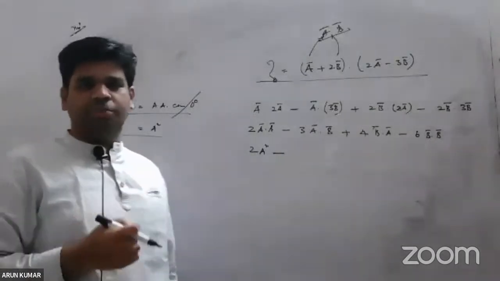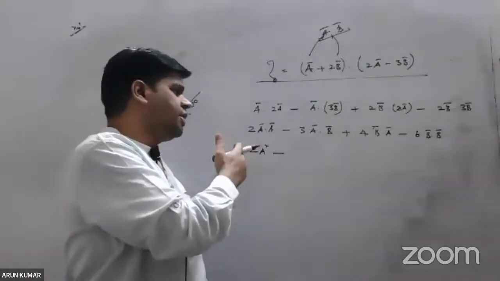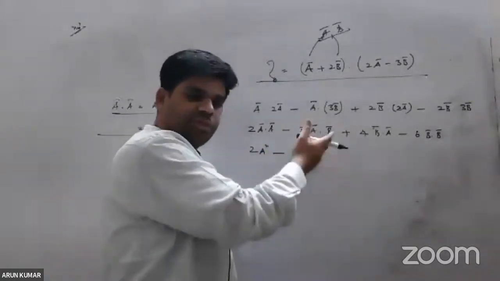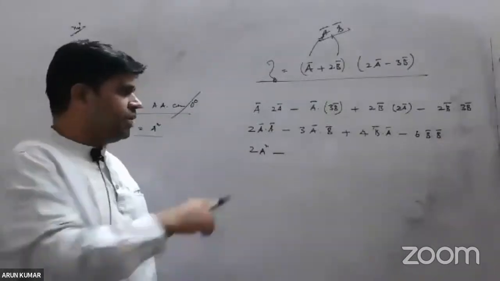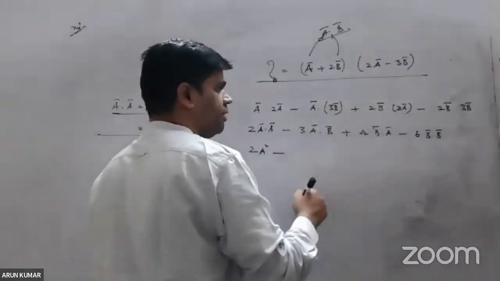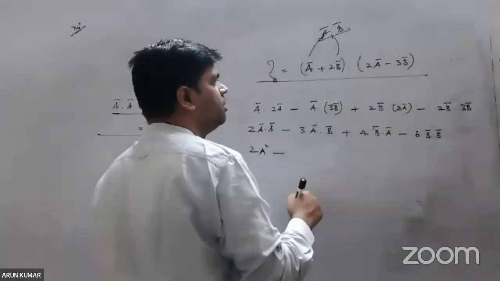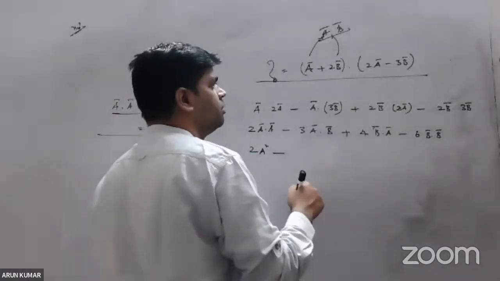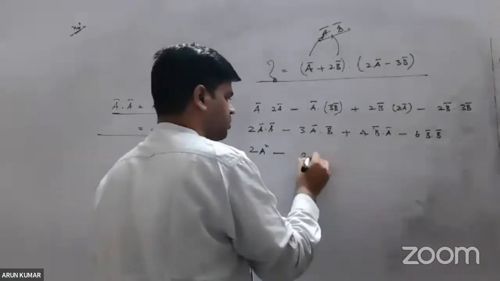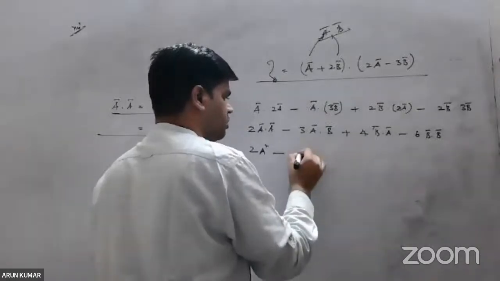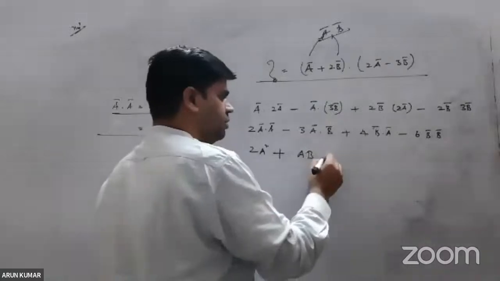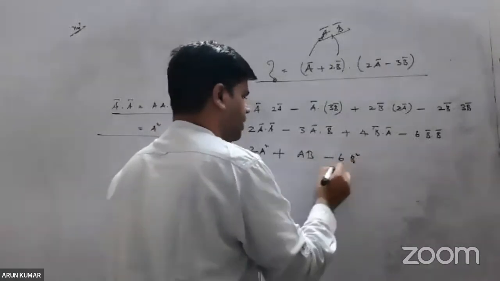All right, I'm just showing the distributive property and how to manipulate, how to get A dot A and B dot A, and that it's commutative. To exemplify these, I've chosen this example. So A dot A is A square minus 3 A dot B plus 4 B dot A. So that would be how much? Plus A dot B plus A dot B, right? Minus 6 B square.